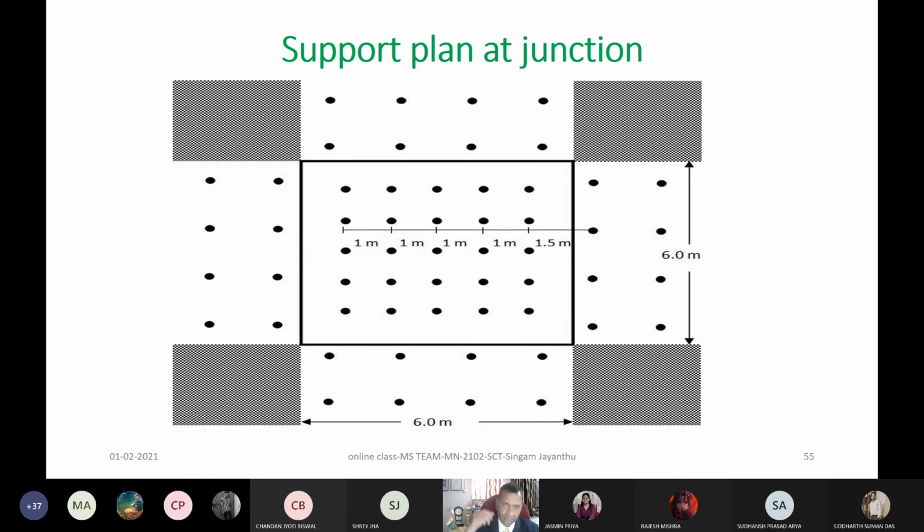Then, the capacity of one bolt is 10 tons, for example. Then 10 by 2, so 5 tons per meter square is the support resistance I am providing when I make this spacing at a distance of 1.5 meters. This is very simple to understand.